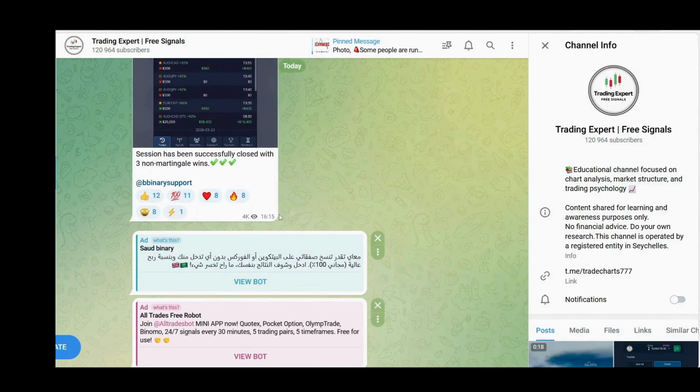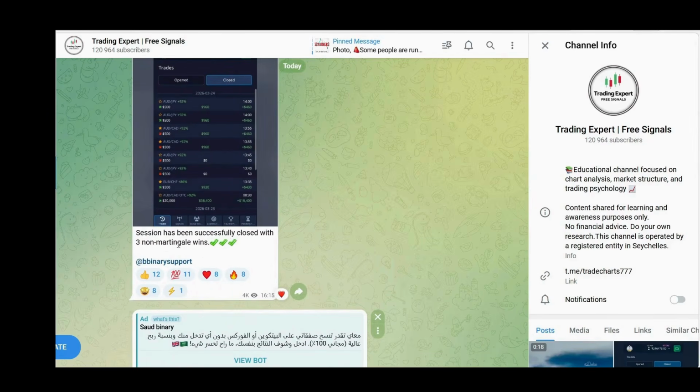So the session ended here, and we won 3 non-martingale trades. Yes, all our trades were non-martingale.